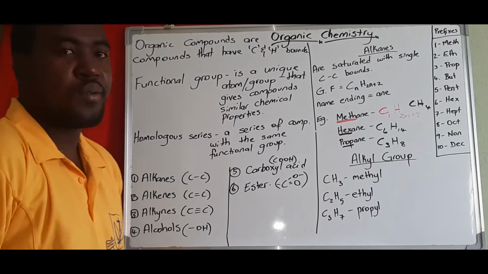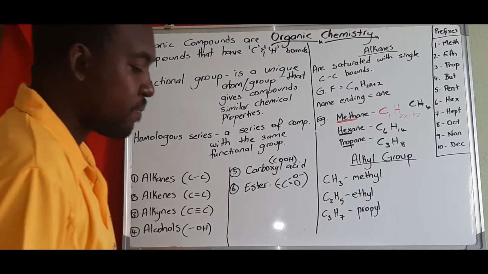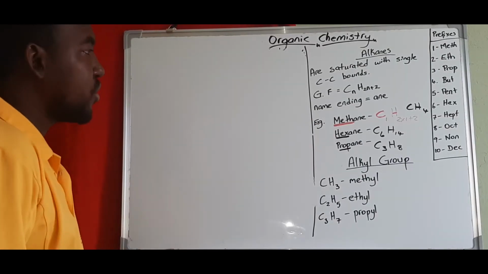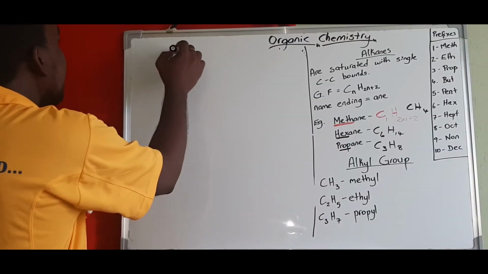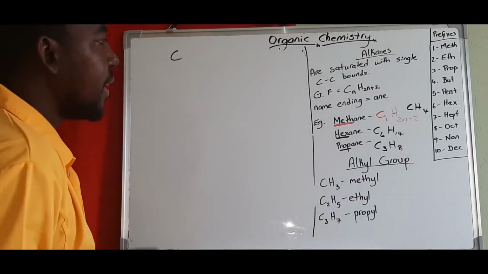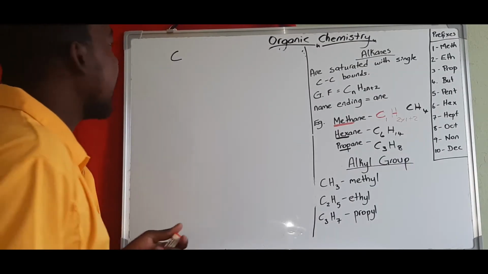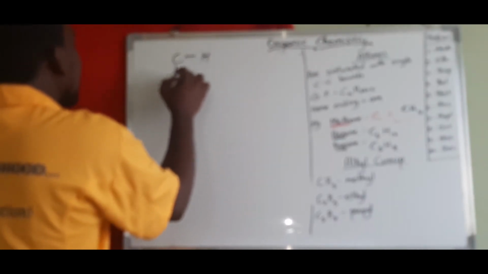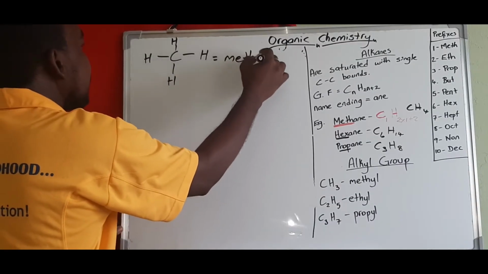So let's look at what we just did in terms of their structures. We're going to draw the structure of methane. Methane consists of only one carbon. Note that carbon has 4 electrons in its outer shell, and hydrogen has 1. So all these 4 will bond with a single bond to hydrogen. That gives us methane.